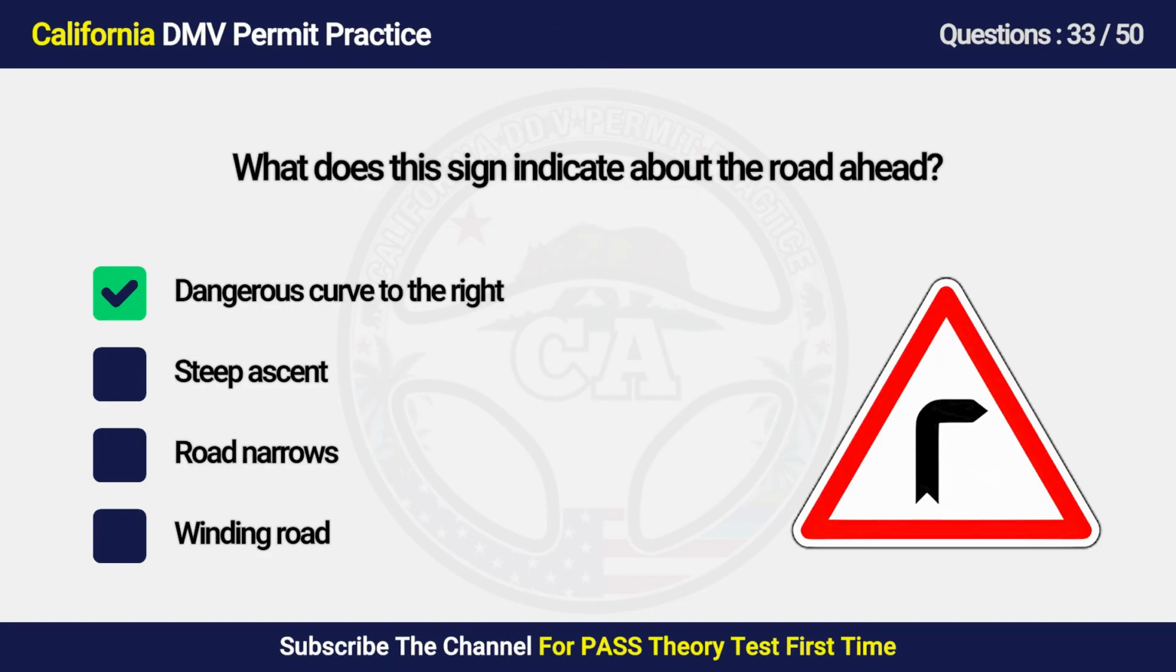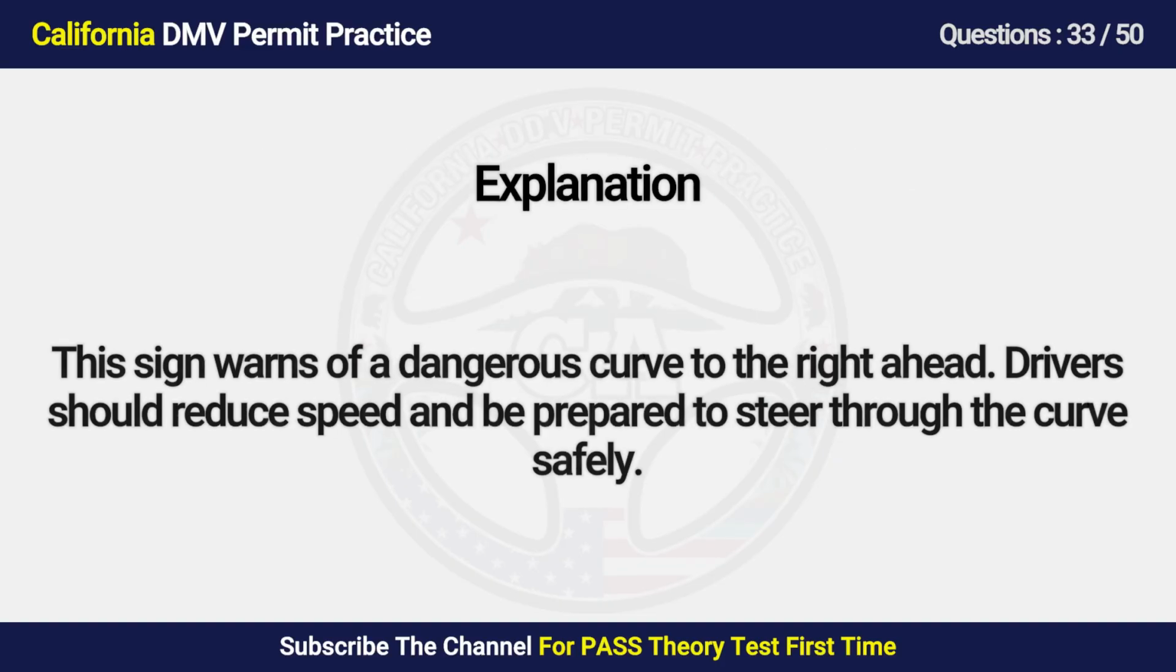Answer is A. Dangerous curve to the right. This sign warns of a dangerous curve to the right ahead. Drivers should reduce speed and be prepared to steer through the curve safely.